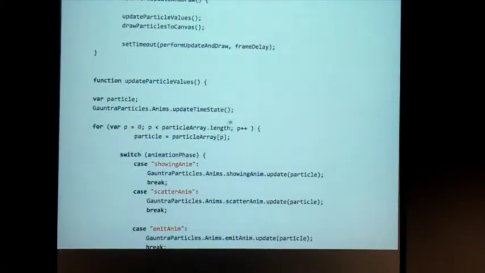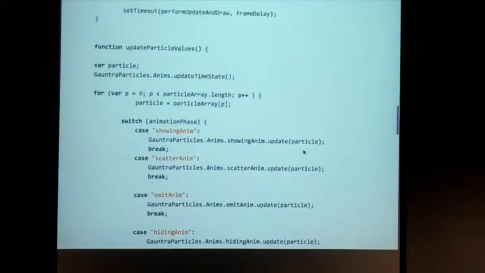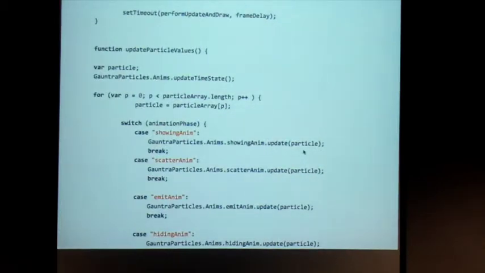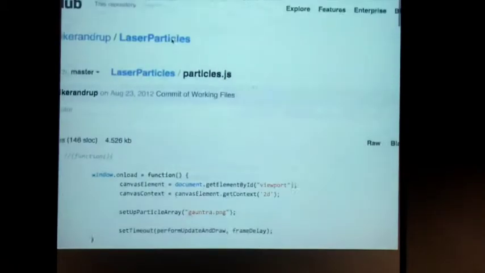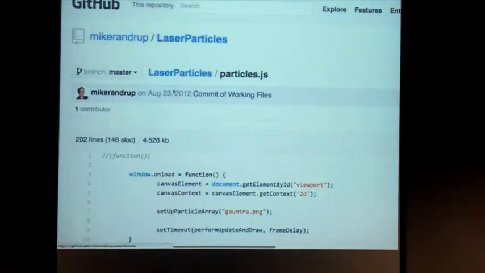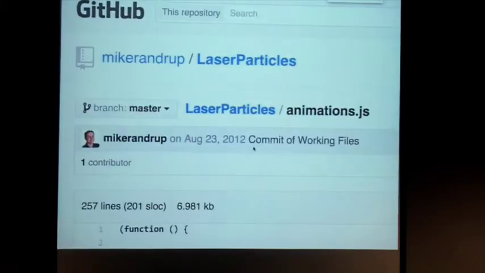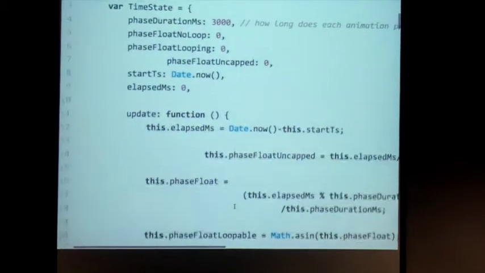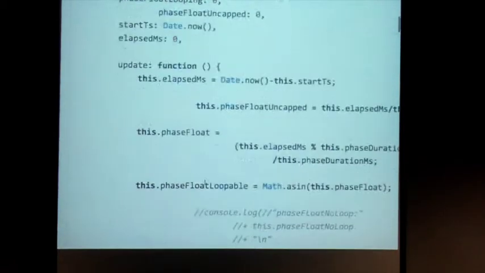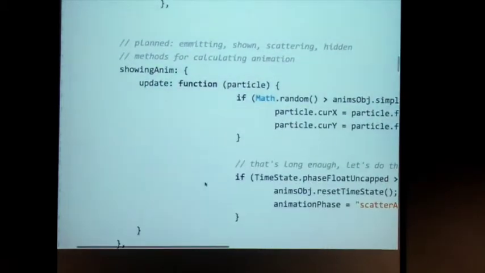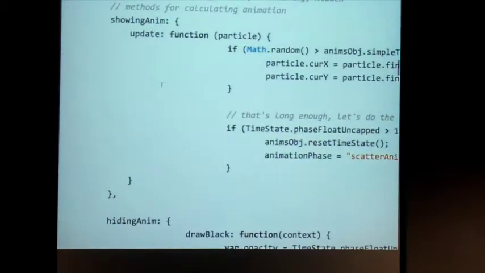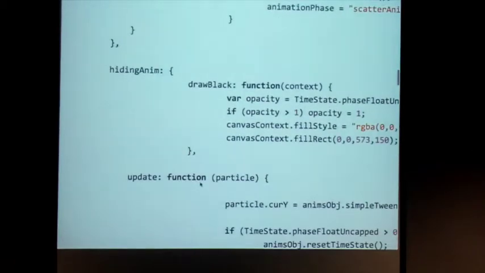Then I go through that and call various functions. The main thing is I have a float from 0 to 1 for what phase of the animation it is in at any given moment. If it's early in the animation, I would do something differently than when it's at the end. And then I actually use that in this other file, using different techniques. Here is the time state calculator, with different animations that we can choose from. I called them the showing animation, which has a separate update function, versus hiding versus scatter.